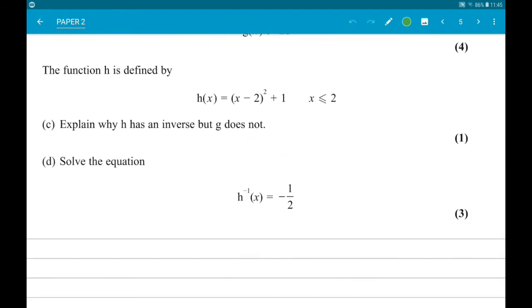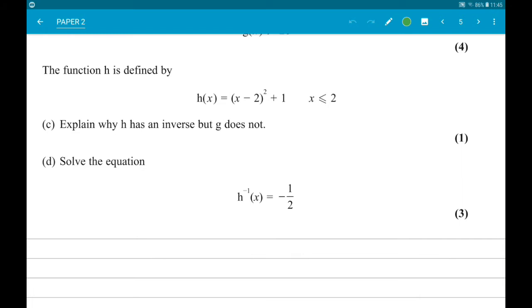Okay, then we're told h is defined by h of x is (x minus 2) squared plus 1, for x less than or equal to 2 only. Part C. Explain why h has an inverse, but g does not.